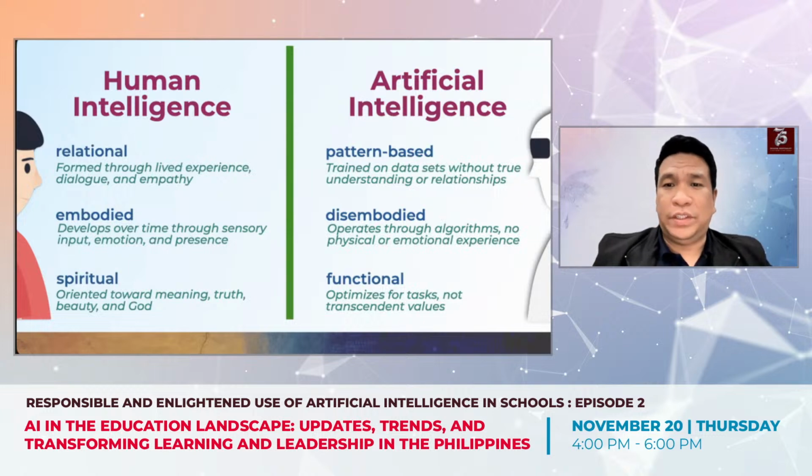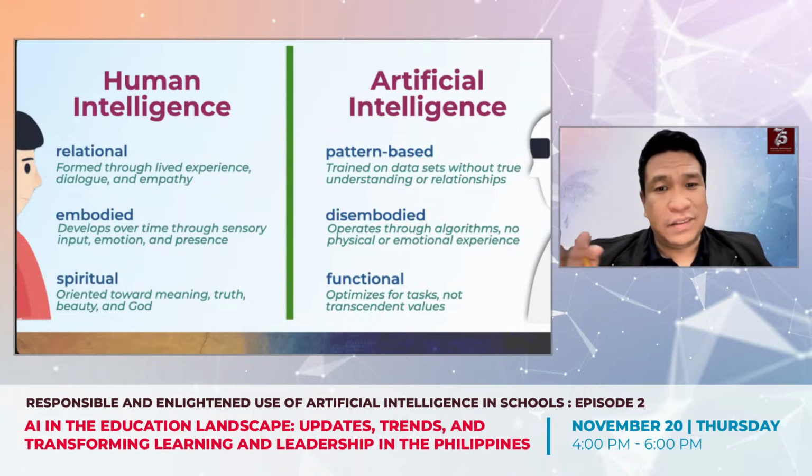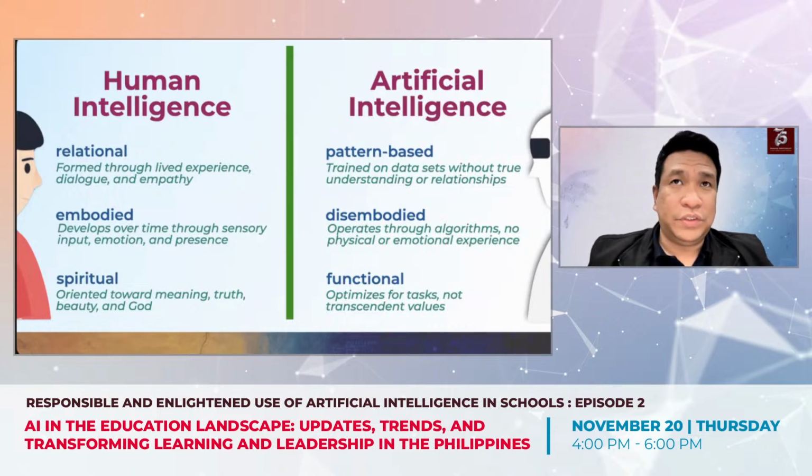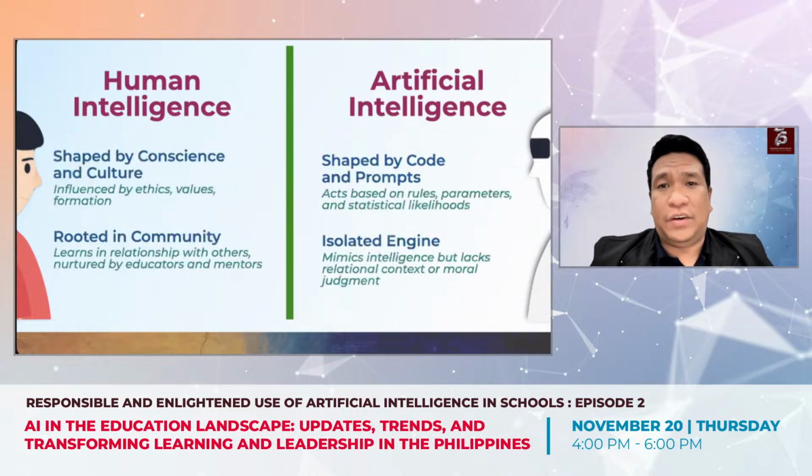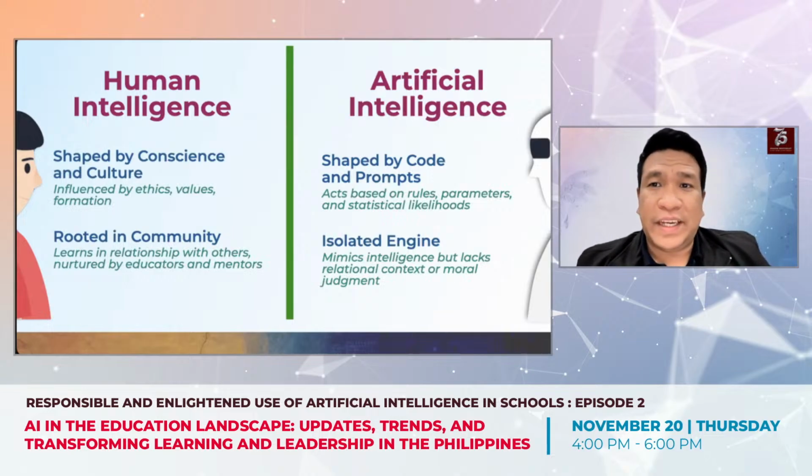Diba? So, it operates through code. Magaling ang coding, magaling ang algorithm, pero minsan, or most of the time, detached from lived realities. Wala siya sa karanasan ng tao. So, ano pa yung different kinds of understanding? Human intelligence is shaped by conscience and culture. It is informed by ethics, family, and faith.